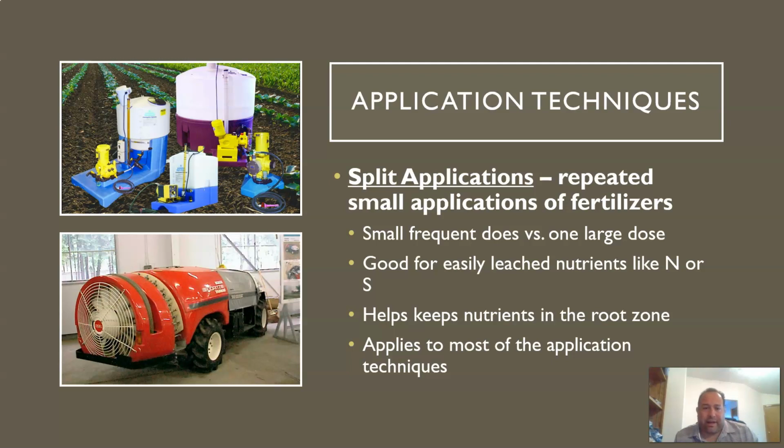You can also have split applications, so repeated small applications of fertilizer. So you don't have to do the same thing over and over again. You can do it differently. So sometimes you can get like a small frequent dose versus a large dose. Good for things like nitrogen and sulfur. This will help keep the nutrients in the root zone, and applies to most of the application techniques. You don't have to always do it the same exact way every single time.